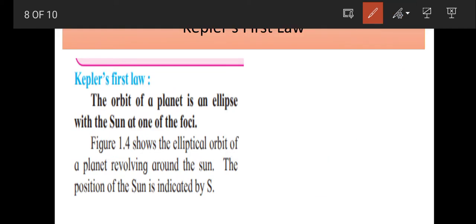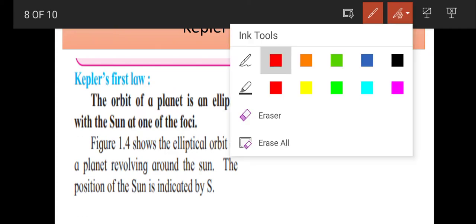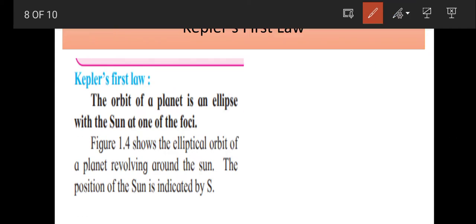So this one is Kepler's first law: the orbit of a planet is an ellipse with the sun at one of the foci. Now next, we will see the second law. I hope you understood the first law.